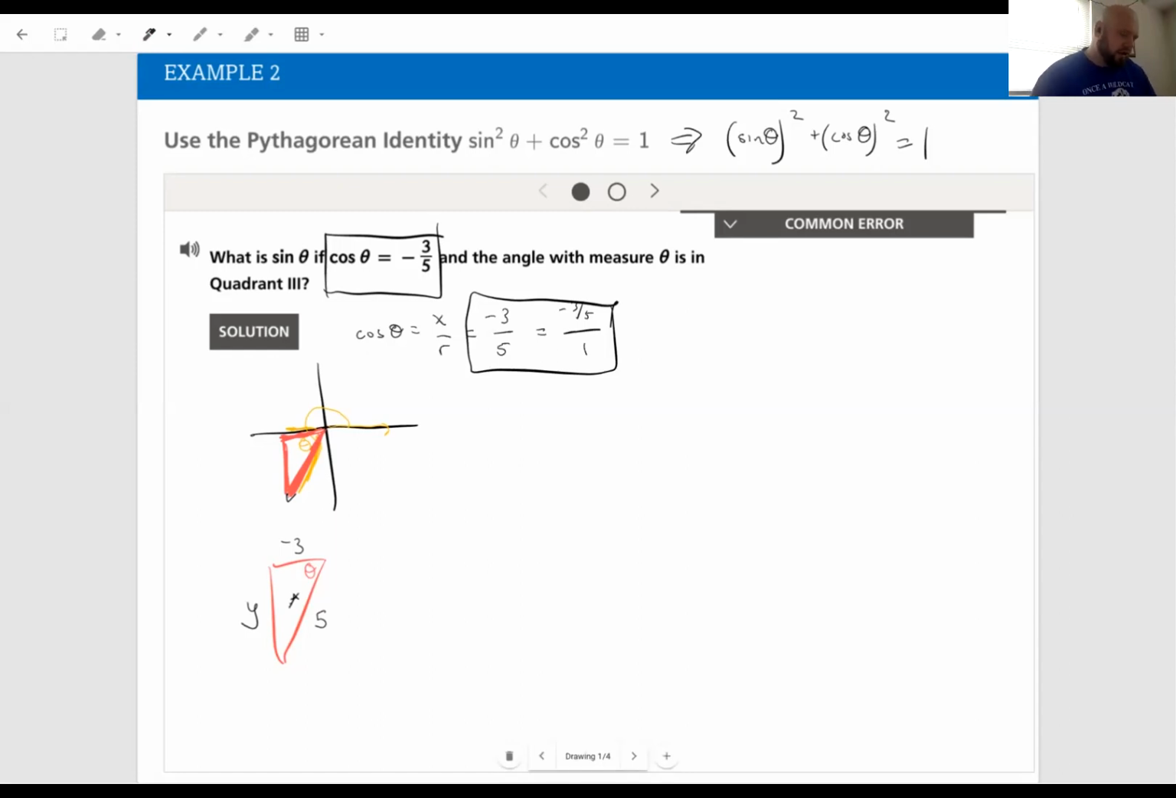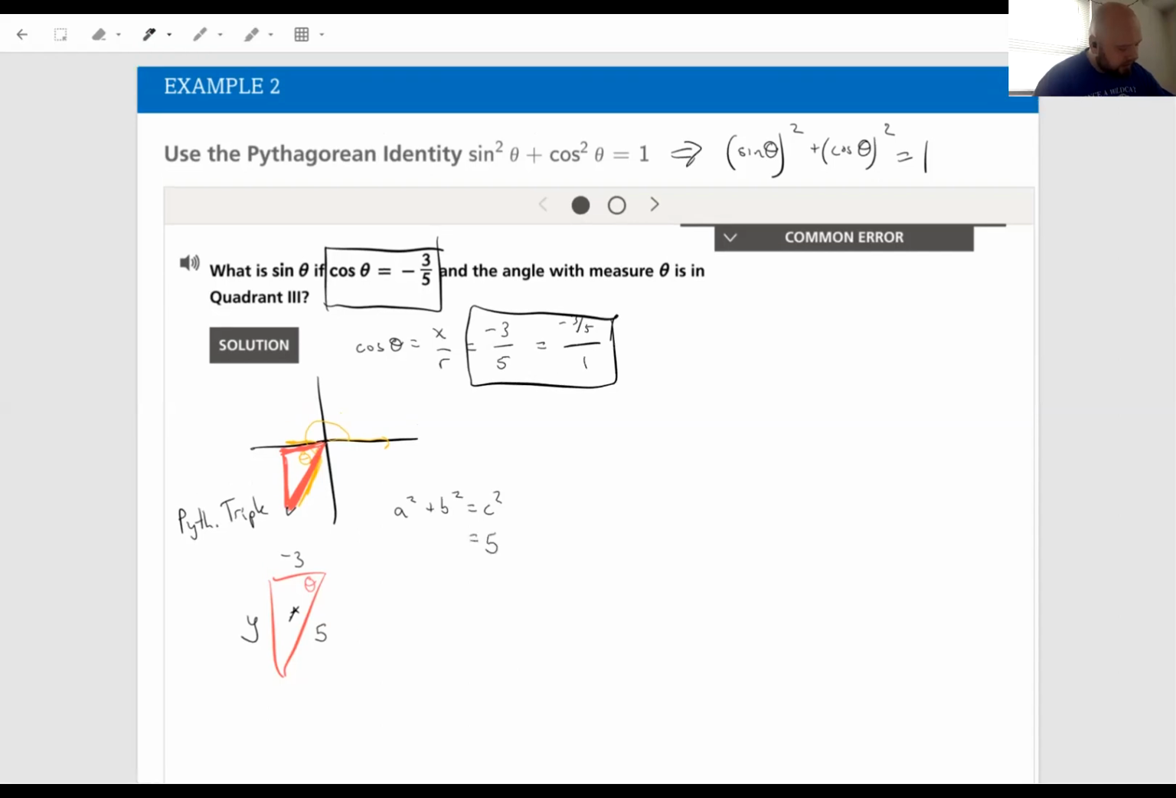If you know your Pythagorean triples, I'm not sure if I've talked about those at all this year, you already know what the y value is. But if you don't know those, then you have to use the Pythagorean theorem. So we're going to say a squared plus b squared equals c squared. A and b, it doesn't matter which they are, but c has to be your radius. So c has to be 5. I'm just going to say a is -3 and b, I don't know.